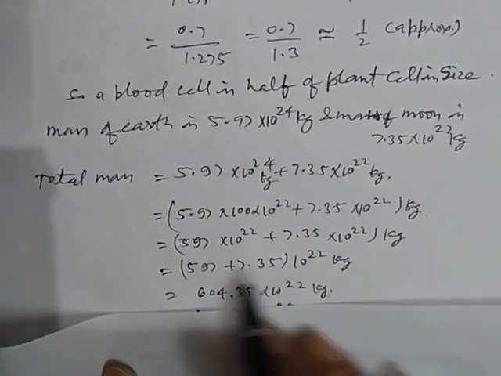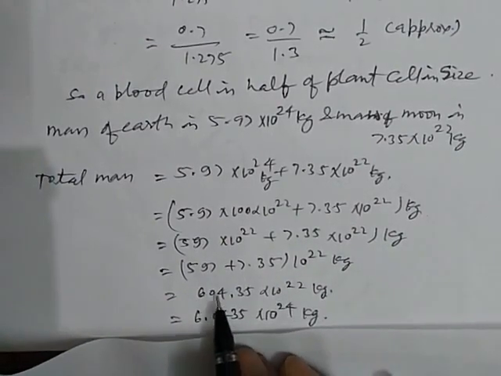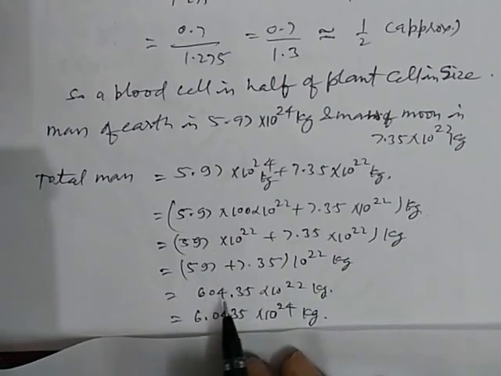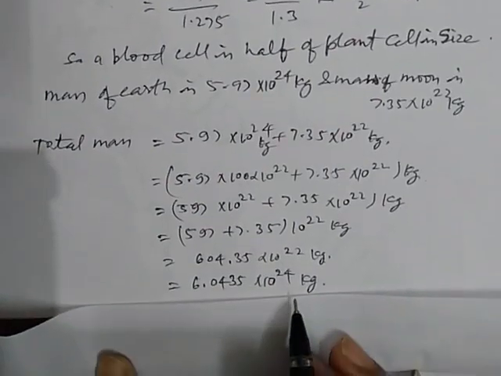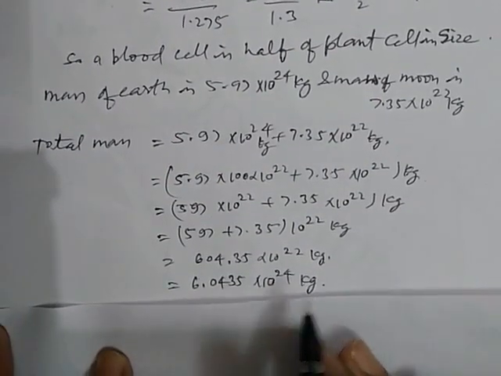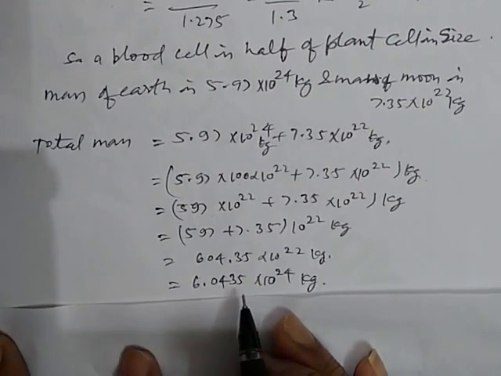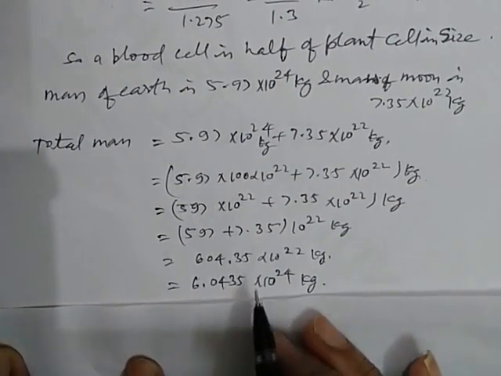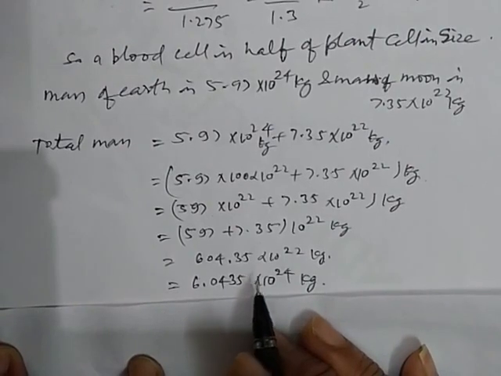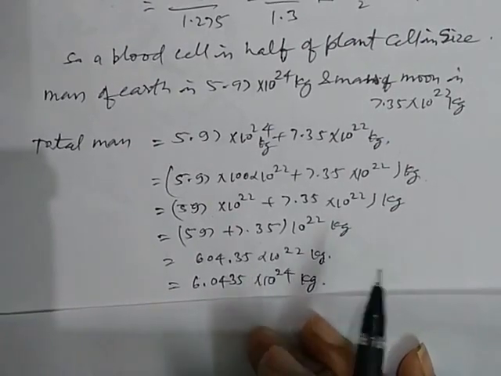Okay, so this is the total mass, and now we express this in standard form by shifting the decimal here. So this becomes 6.0435 into 10 raised to the power 24 kg. Okay, so this way we can compare very large and very small numbers. This is a very good method. So learn this and utilize this.